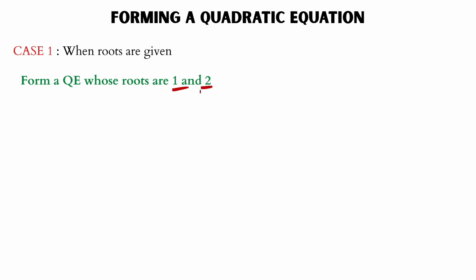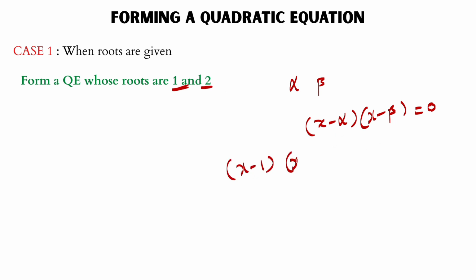See, here two roots are given, right? When roots are given, form a quadratic equation whose roots are 1 and 2. So we shall name them as alpha and beta. And we know the general equation of a quadratic equation, right? Which is x minus alpha into x minus beta. This will be equal to 0. Just substitute here: x minus 1 into x minus 2 will be equal to 0.